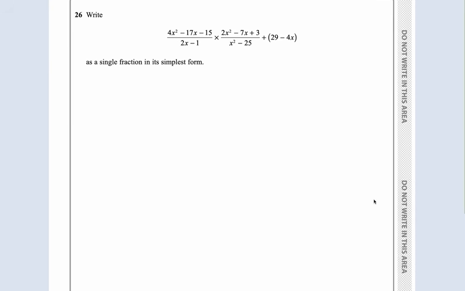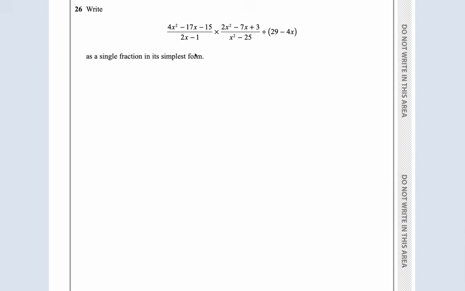And actually, not too bad. Well, I don't mind these questions. So write as a single fraction in its simplest form. Okay, we're going to factorize, guys. We're going to factorize this, this, and this, and then we'll see what to do with that in a second. But let's factorize this first: 4x squared minus 17x minus 15.